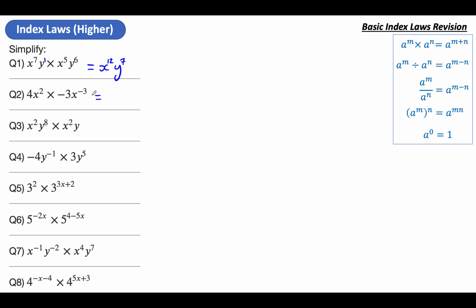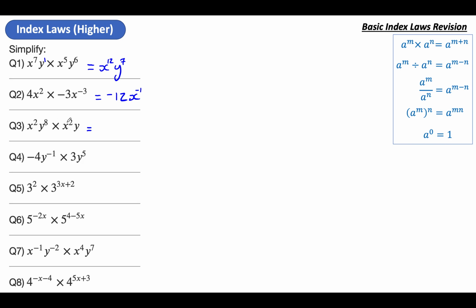Next, 4 times minus 3 is minus 12, or negative 12. And the x will be 2 take away 3, because it's 2 plus minus 3, so that's the same as 2 take away 3, which is minus 1. So you need to have the power of minus 1 up there. And we'll come to what that means today.